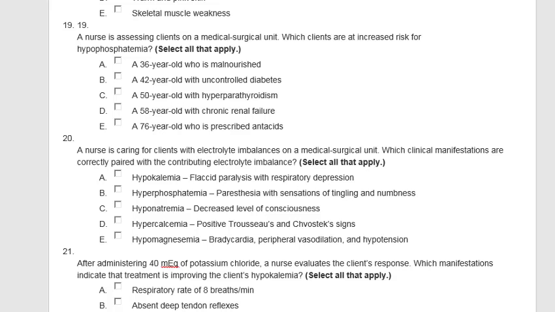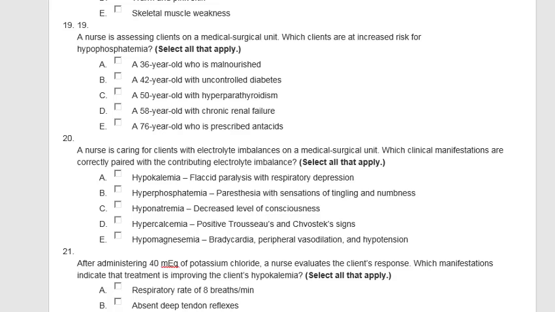Let's look at number 19. The nurse is assessing clients on a med-surg unit. Which clients are at risk for low phosphorus? Okay, so let's see. Which ones are at risk for low phosphorus? 36-year-old malnourishment? Yeah, malnourished, they're not getting the nutrition intake they should. Uncontrolled diabetes. Okay, so if you have uncontrolled diabetes, you're going to get some fluid shift going on inside your body, and that can cause your phosphorus to drop.